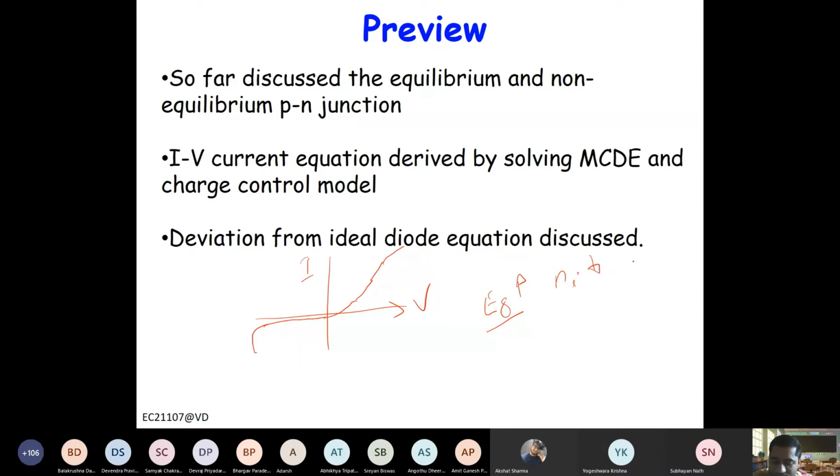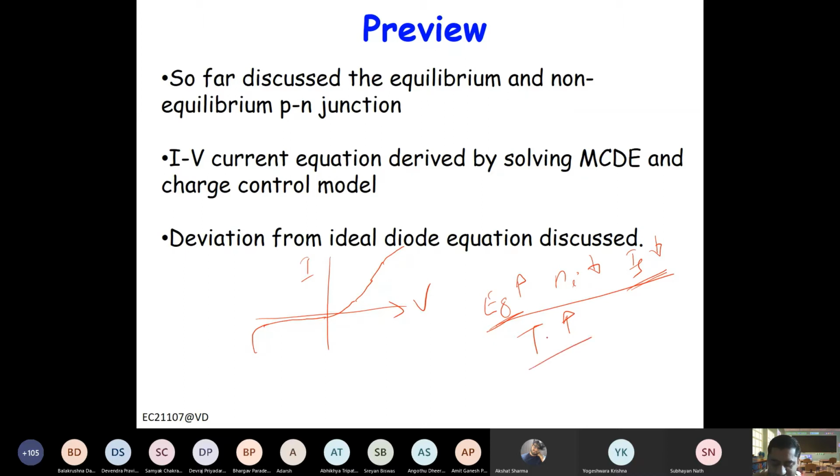And what about reverse saturation current? You can recall the expression for reverse saturation current. It is proportional to Ni square by doping, right? So this will also decrease. So if you want to have less reverse bias current, we will prefer a bigger band gap material, right? That means you can operate it at high temperature.